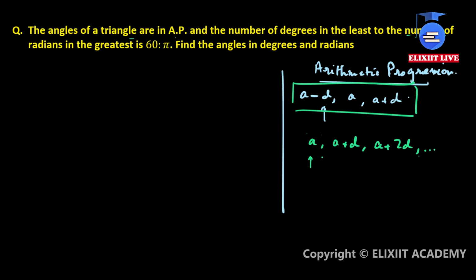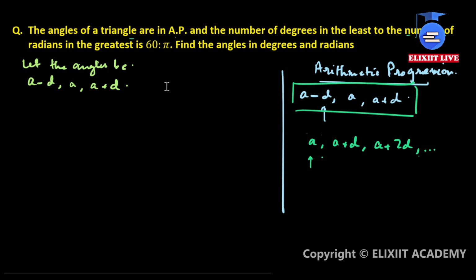Chalo, let us solve this. Achha, first of all, what are the things given, part by part? I told you if the angles are in AP, obviously the angles will be numbers only. Three numbers are in AP, so you will consider them as A minus D, A, A plus D. It is the standard way of considering them. So let the angles be A minus D, A and A plus D.